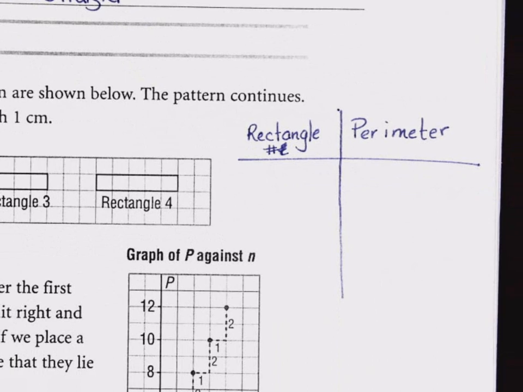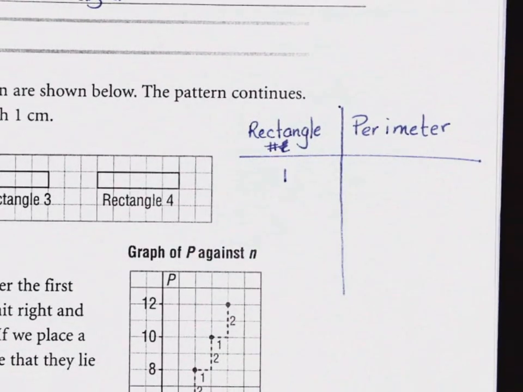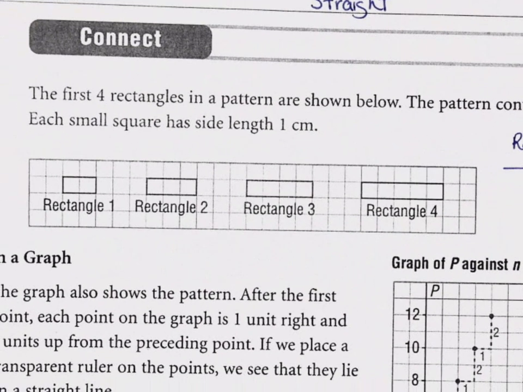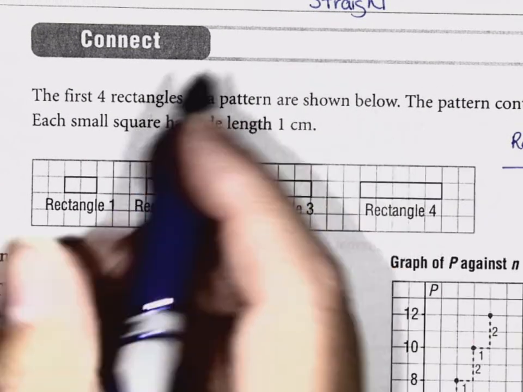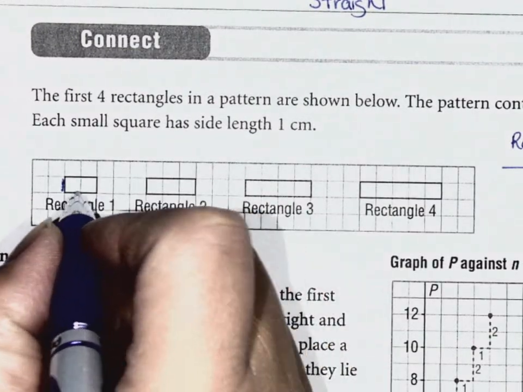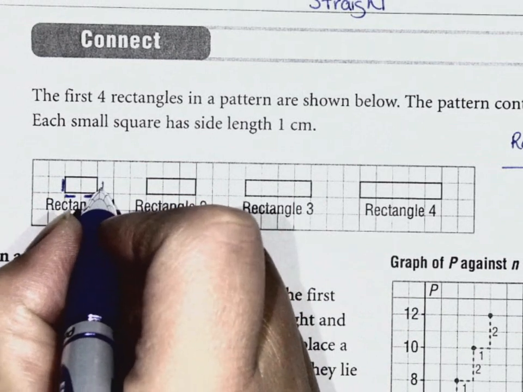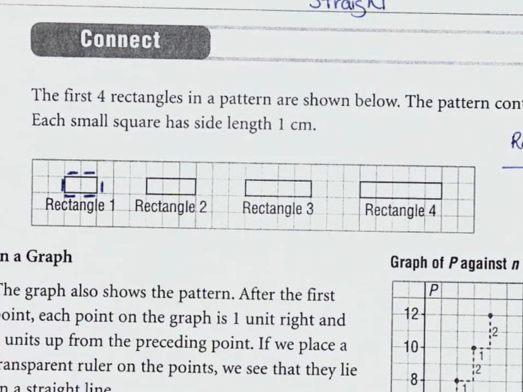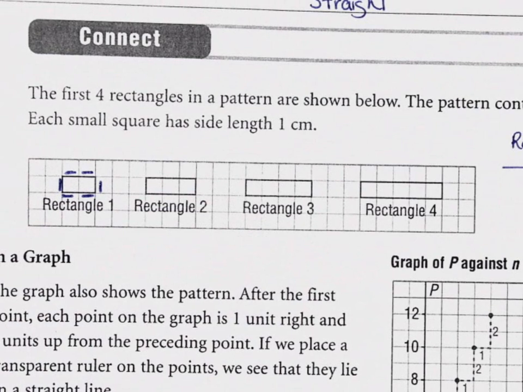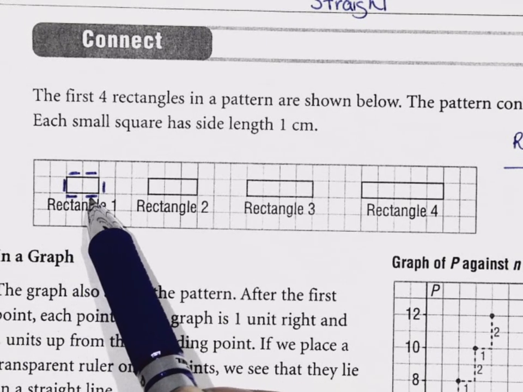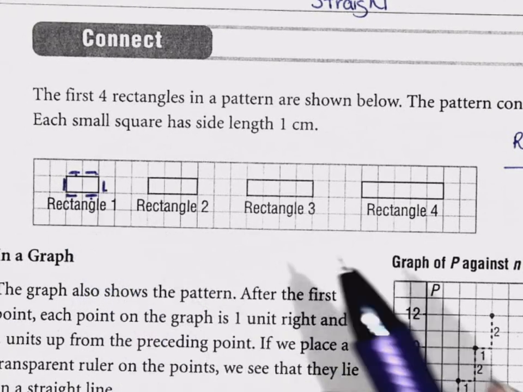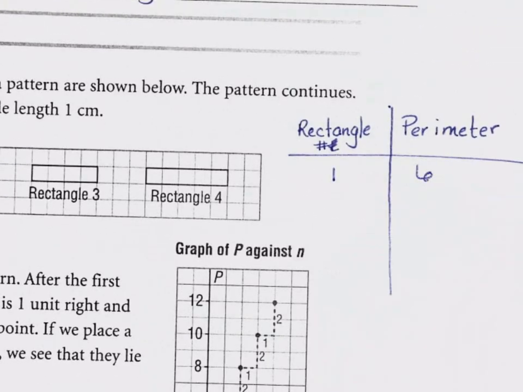Okay, back to this. So rectangle number 1. What's the perimeter of rectangle number 1? We know that each is a centimeter this way. This is a centimeter, that's a centimeter, that's a centimeter, that's a centimeter, and that's a centimeter. So how many centimeters? Perimeter. All we're doing is adding up around, just adding up the sides. How much do we have? 6, right? 1, 2, 3, 4, 5, 6. So the perimeter is 6.